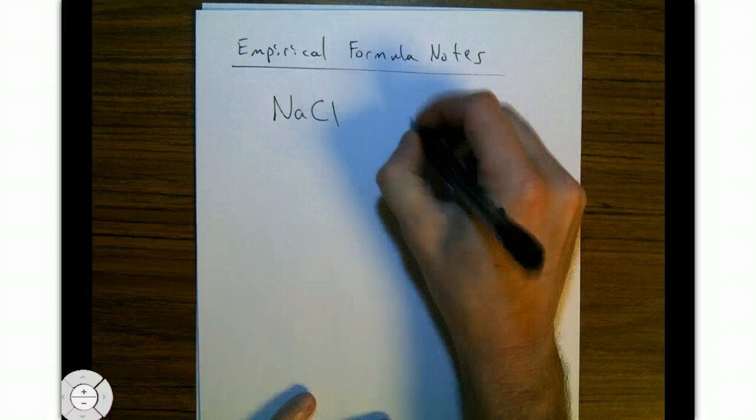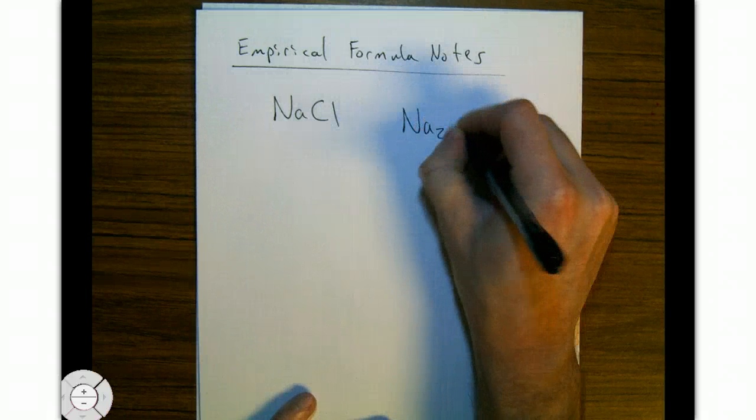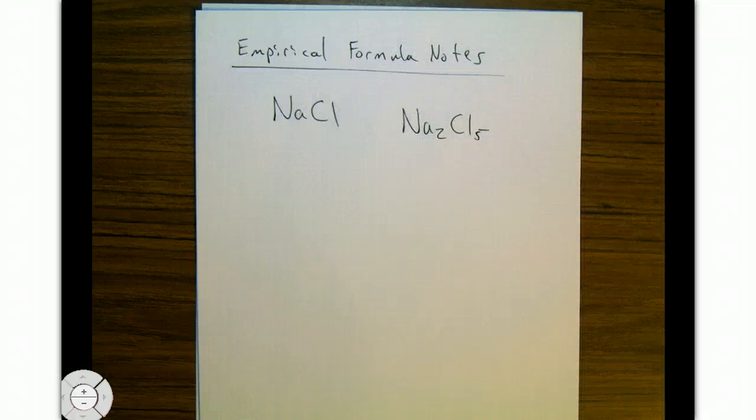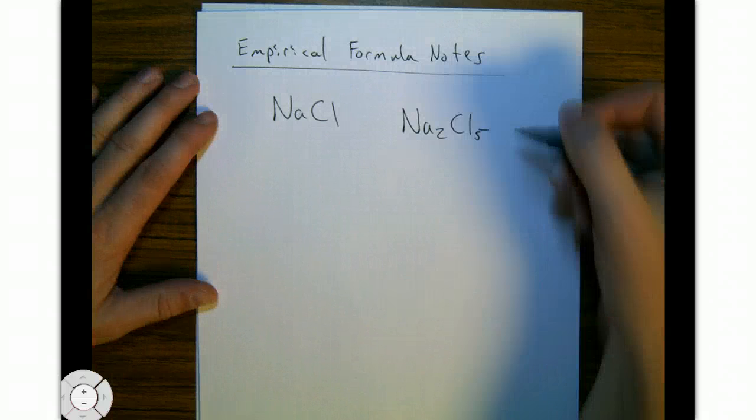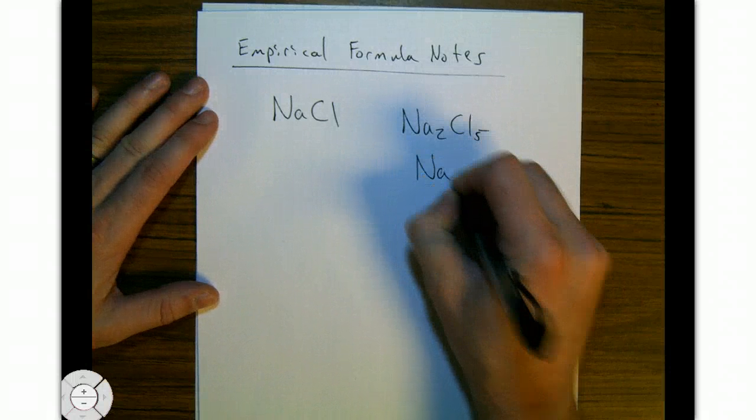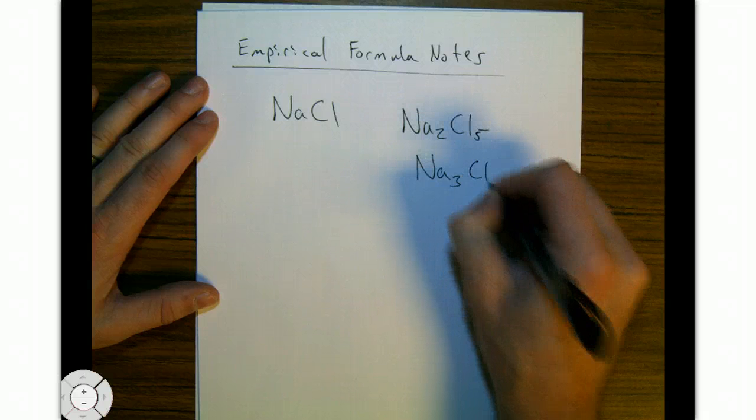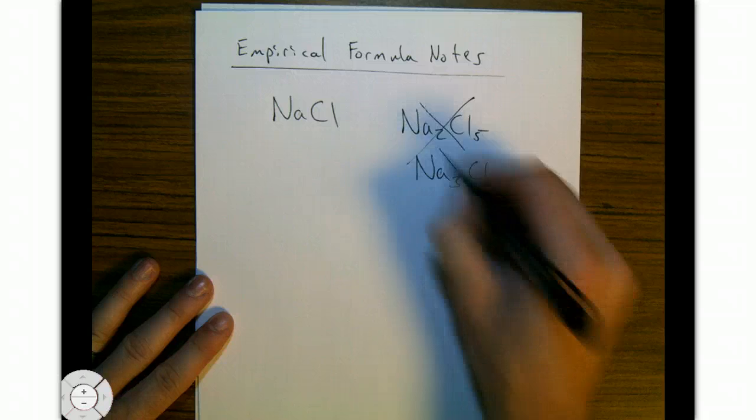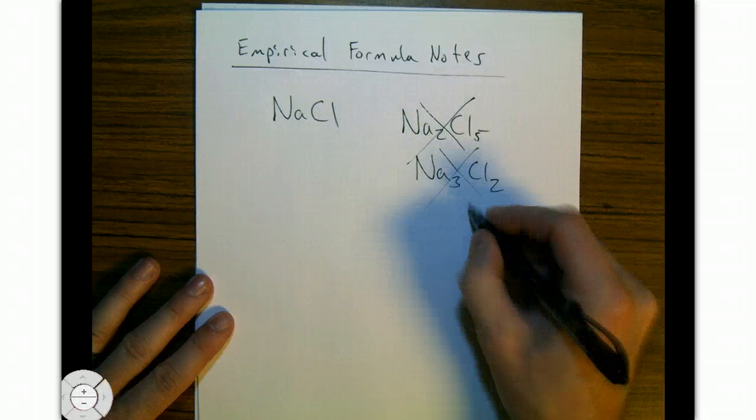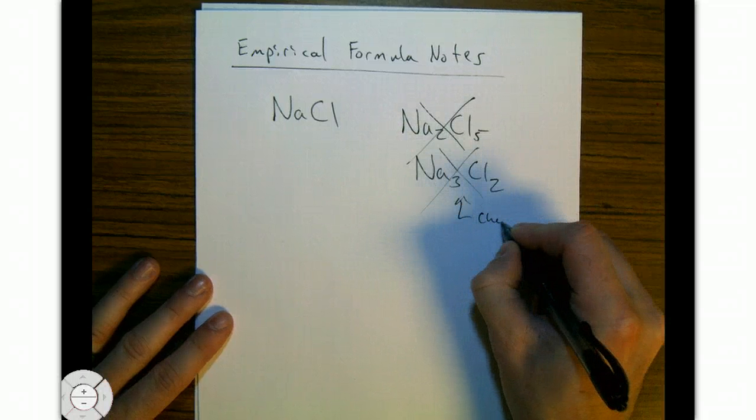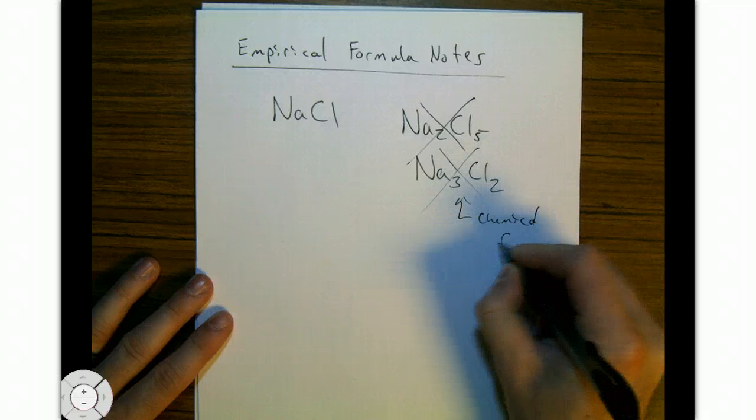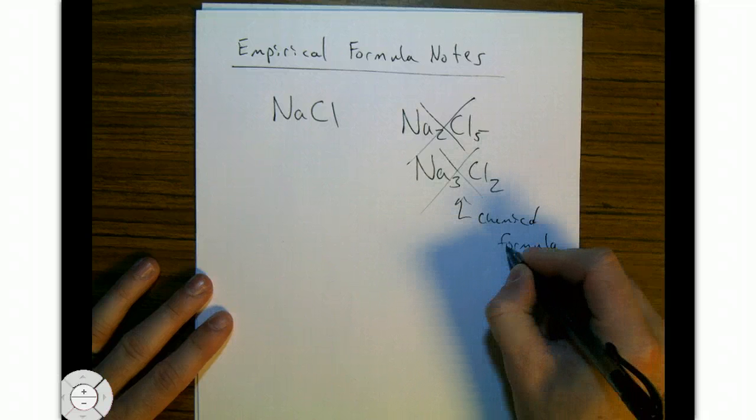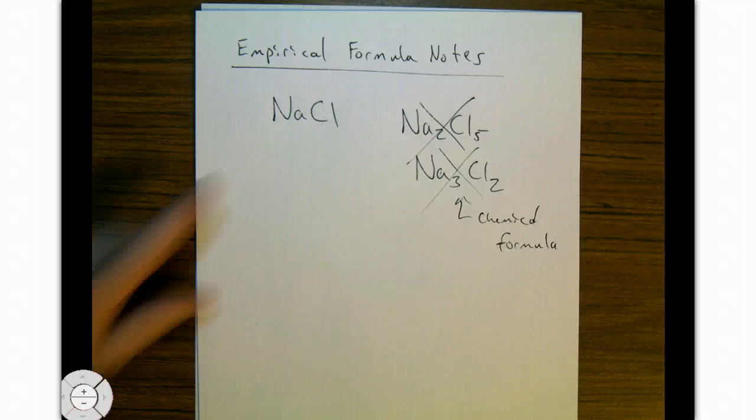If I wrote Na2Cl5, that wouldn't make much sense to you. And that's because that's not the correct formula for table salt, particularly sodium chloride. And if I wrote Na3Cl2, that wouldn't make much sense either. Both of these are incorrect. We call these typically a chemical formula. These are the incorrect chemical formulas for sodium chloride. This is the correct formula.